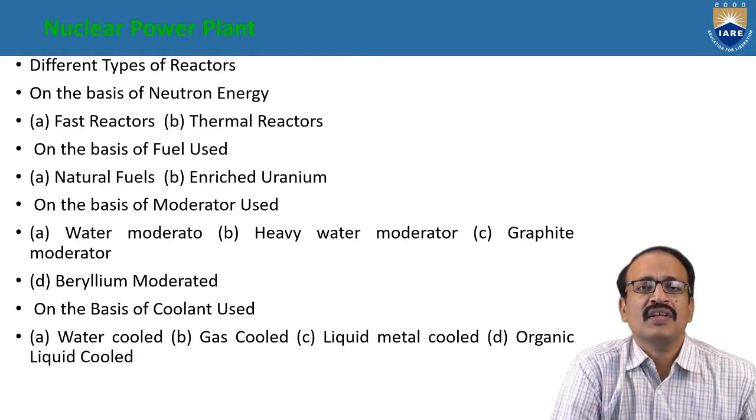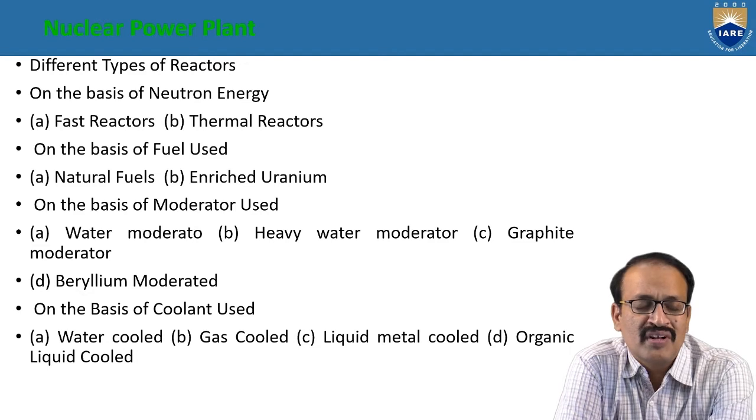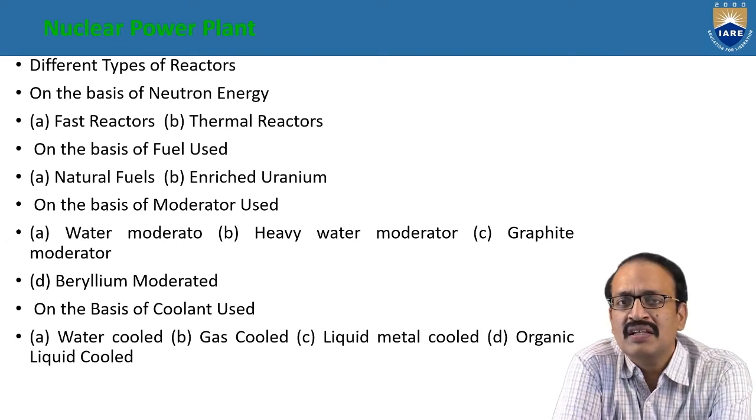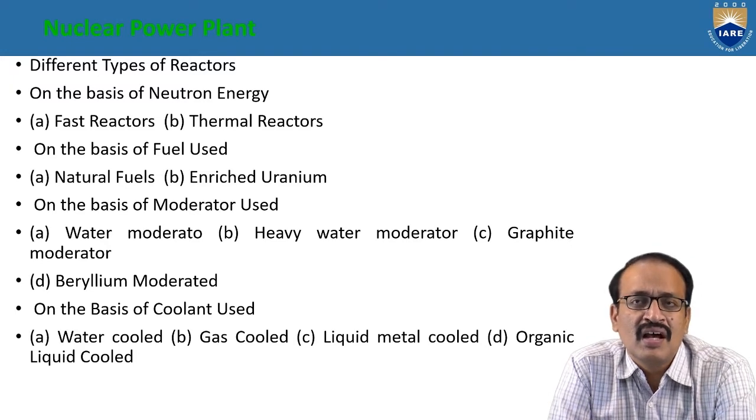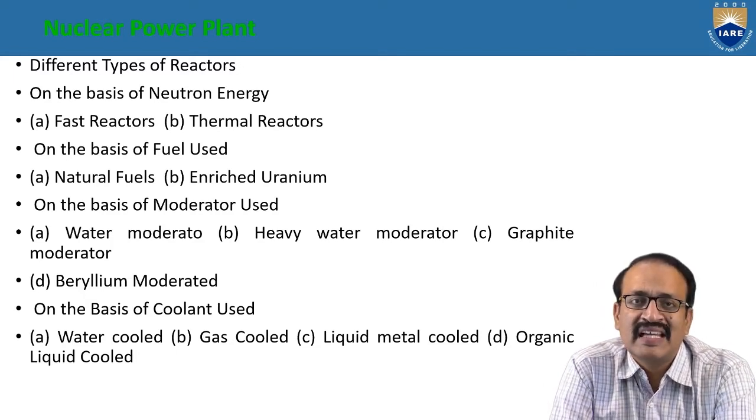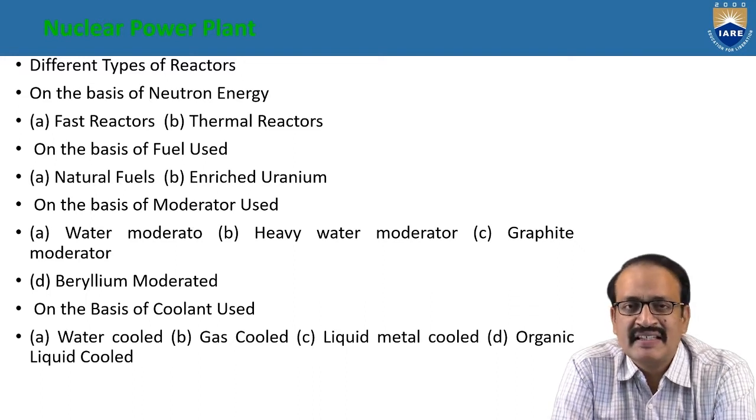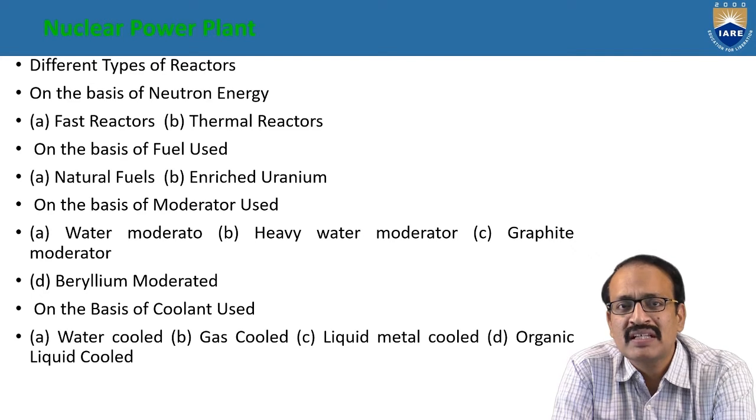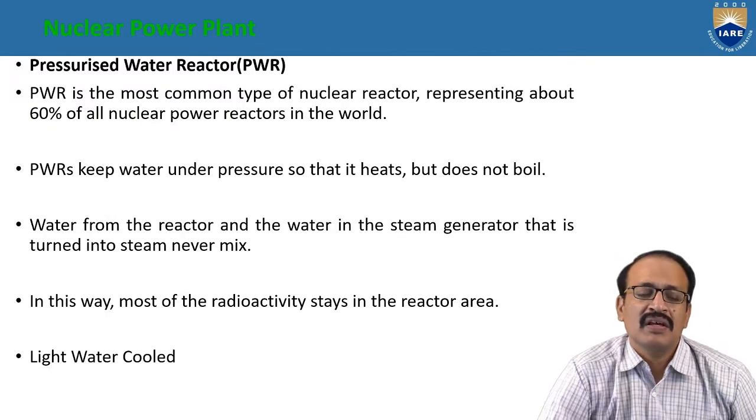We can differentiate nuclear power plants on different bases: based on the neutron energy, the coolant, the moderator used, and the fuel used. Based on the neutron energy, we can differentiate as fast reactor and thermal reactor. Based on the fuel, as natural and enriched. Based on the moderator, as water, heavy water, graphite, and beryllium. And based on the coolant, as water cooled, gas cooled, liquid metal cooled, and organic liquid cooled. Now we'll see the pressurized water reactor.